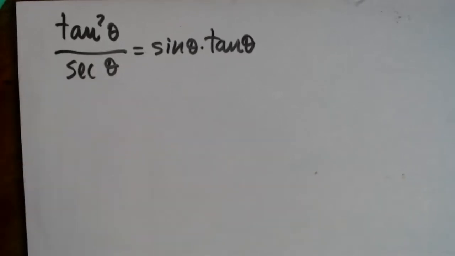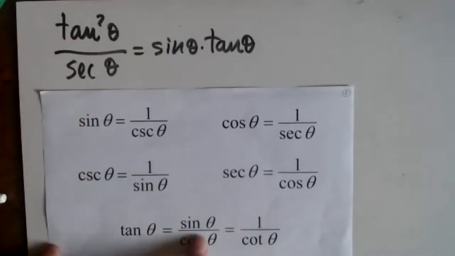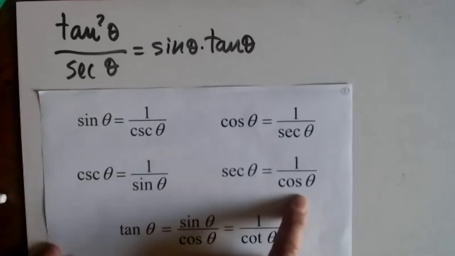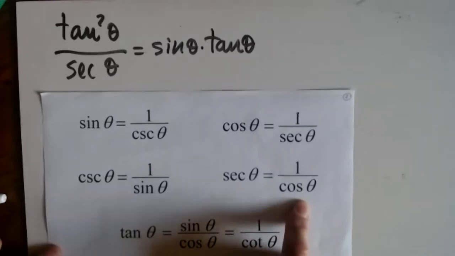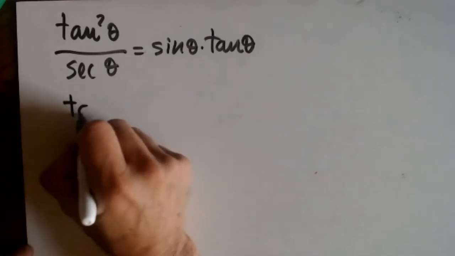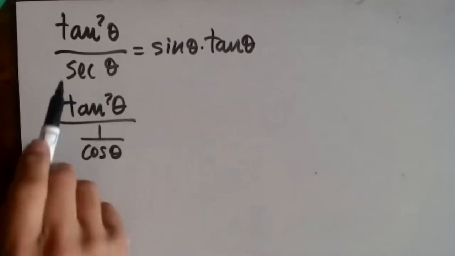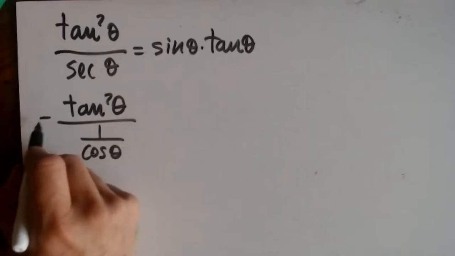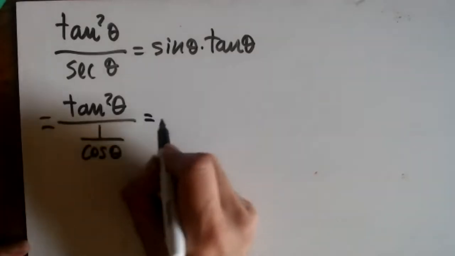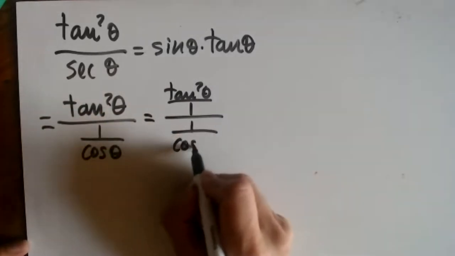Let's see, right here, my identities. Tangent is sine over cosine, right? And secant is 1 over cosine, you see? Let me just try this one. Let me change the tangent square over 1 over cosine. So I change secant by 1 over cosine. I keep the tangent now. Now I'm going to do the sandwich rule. This is tangent square over 1 over cosine theta.